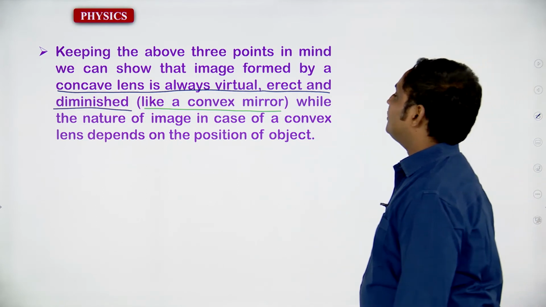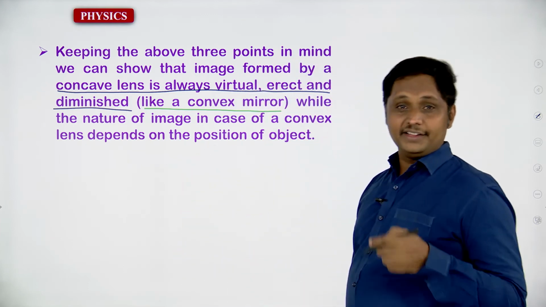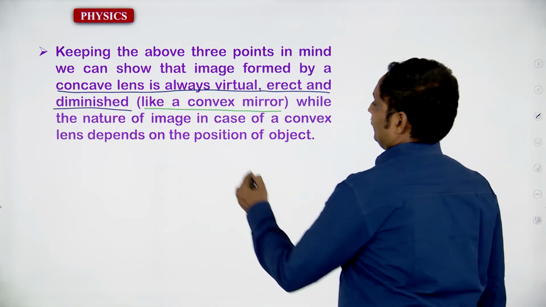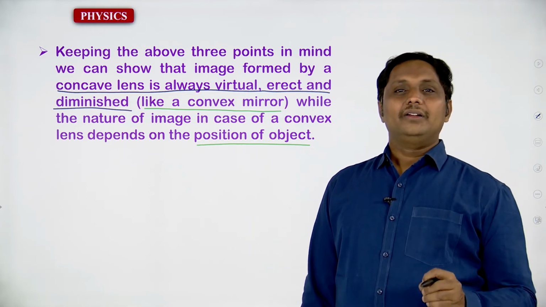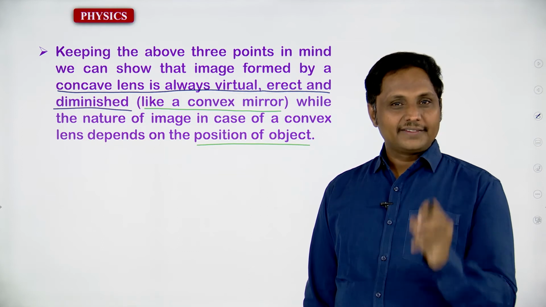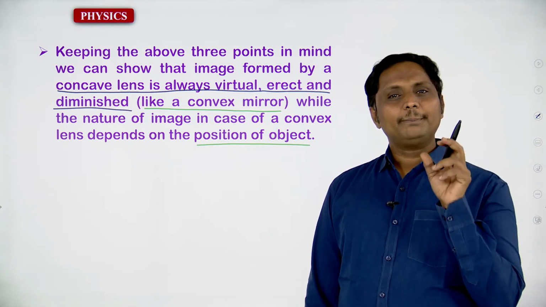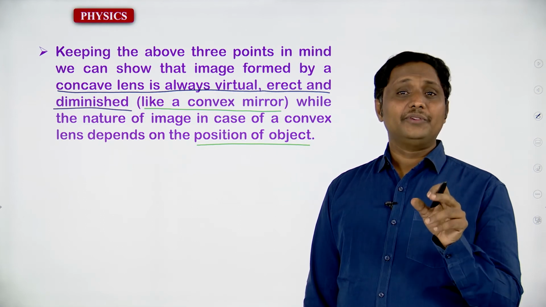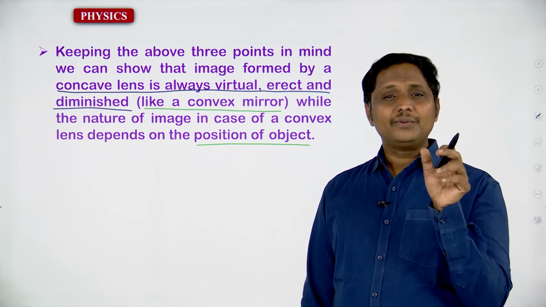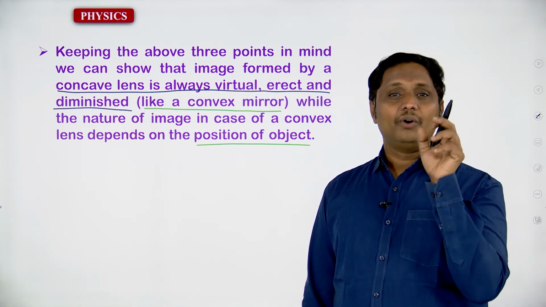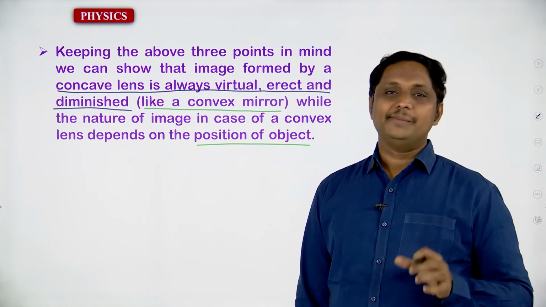While the nature of the image in the case of a convex lens depends on the position of the object, it's very clear. You can remember that in the case of convex lens image formation, whenever you place the object between the first principal focus and the pole, only in that case will it form a virtual image. Other than that, it will form a real image.